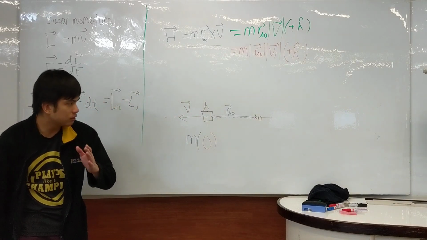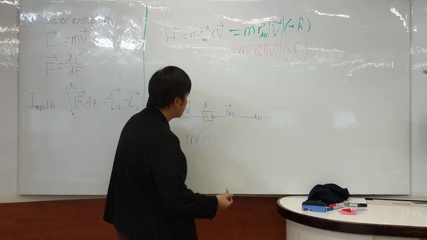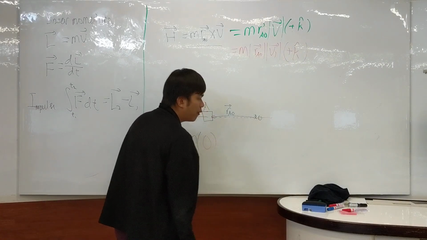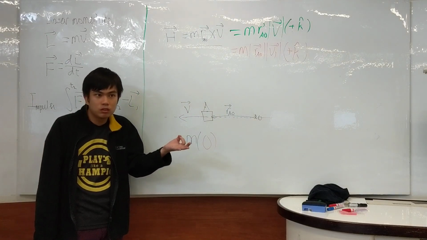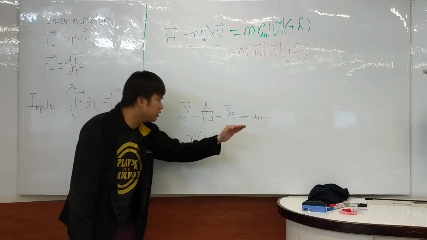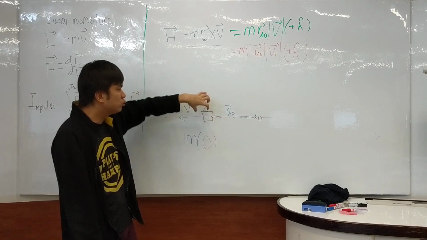Now, does it make sense? Think about it. If today a string suddenly appears between A and O, what will be the motion of A subsequently? 0. Because the string will immediately cancel out all the horizontal motion, and there is no vertical motion left to continue to rotate about O.